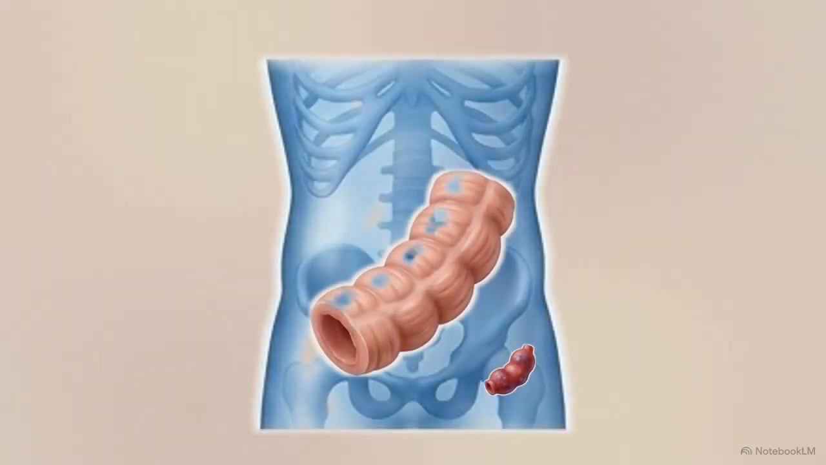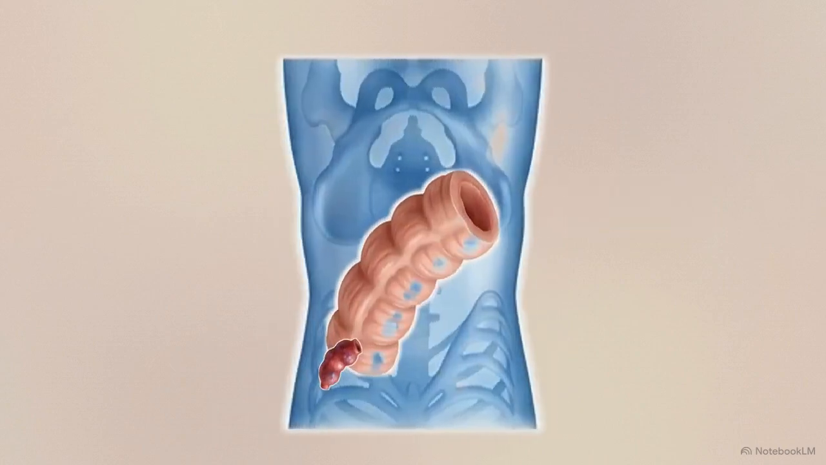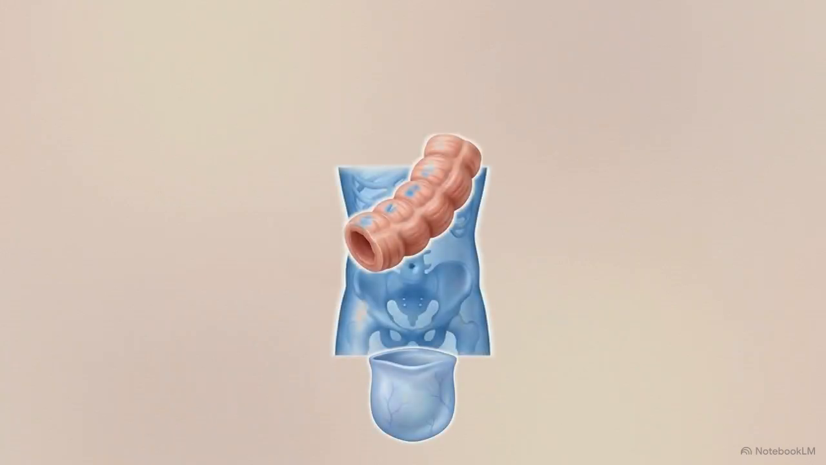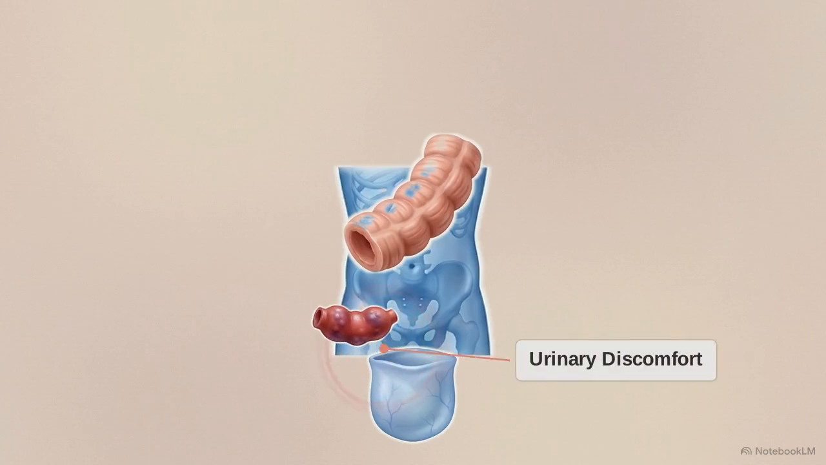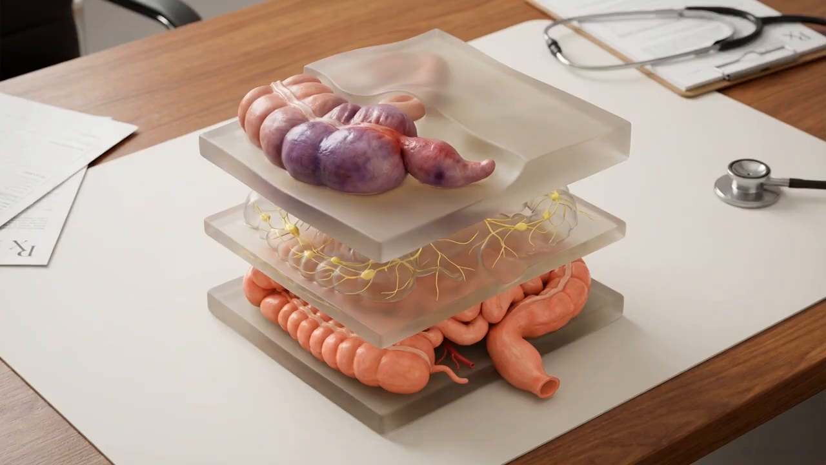However, anatomy varies. If a patient has a retrocecal appendix, meaning it sits behind the large intestine, that severe pain will instead show up in their flank or back. Or, if the appendix dips low into the pelvis, the swelling rubs directly against the bladder or lower bowel. This can trigger atypical symptoms like urinary discomfort or an increase in bowel movements that mimic diarrhea.